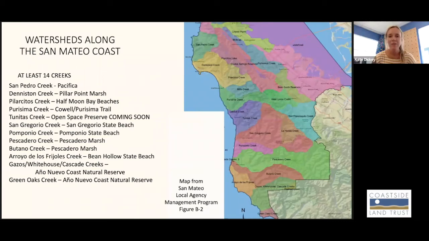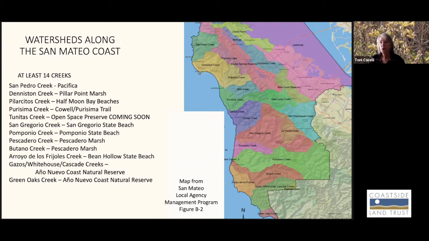Laura asks, what type of preparations are ongoing to adapt to sea level rise along the San Mateo Coast wetlands? Oh, yeah. That's a big question.